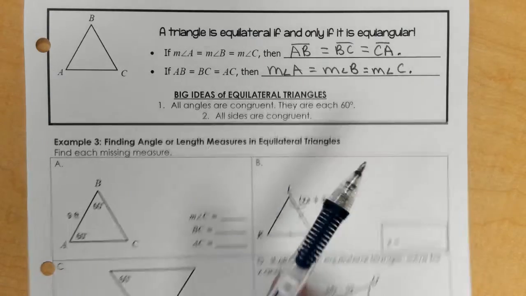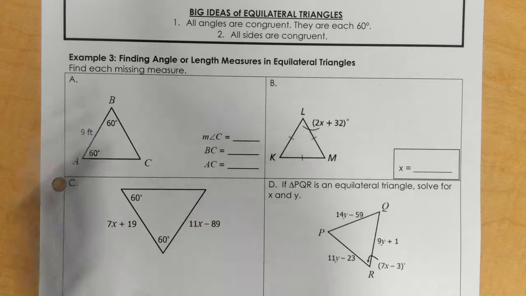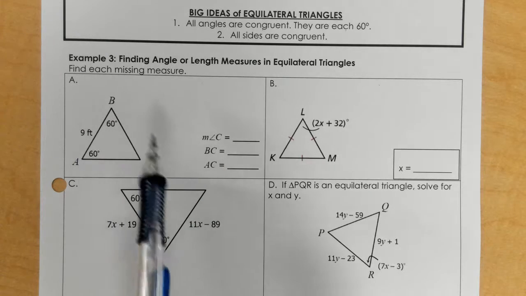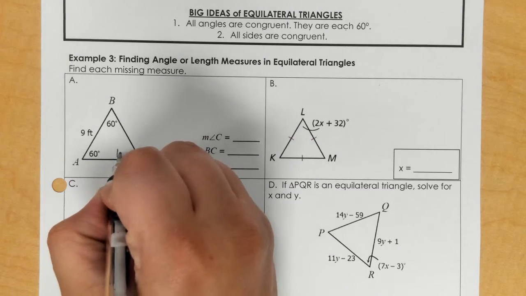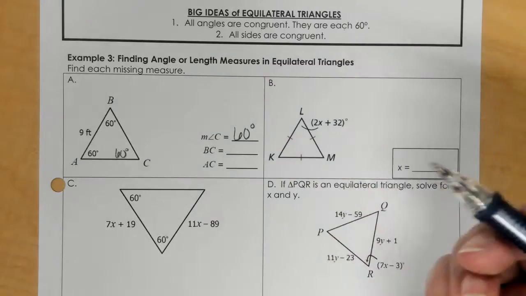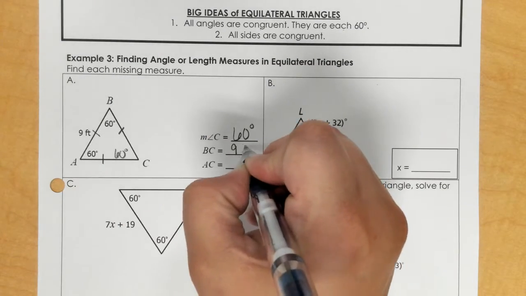Okay, so looking at example 3A, find each missing measure. Angle C. Well, if this is equilateral, they're all 60 degrees. Okay, if it's equilateral, all sides are the same. So these are all 9 feet.